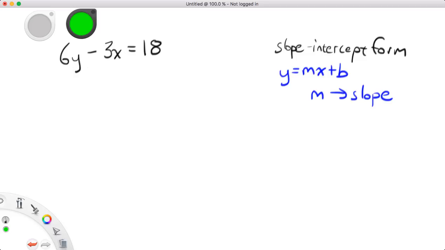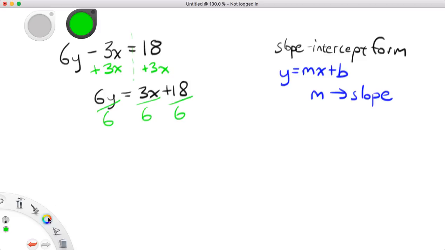Okay, so to put it into slope-intercept form, we're going to simply isolate y using our algebra skills. You could even argue our pre-algebra skills. So I will go ahead and put plus 3x on this side of the equal sign and plus 3x on this side so we can balance our equation. Okay, and that means that the negative 3x plus 3x, that's going to cancel out, and we're going to end up with 6y all by itself on this side equals 3x plus 18.